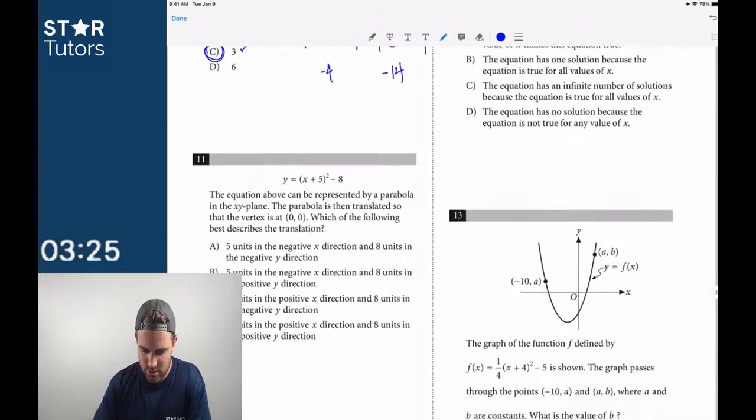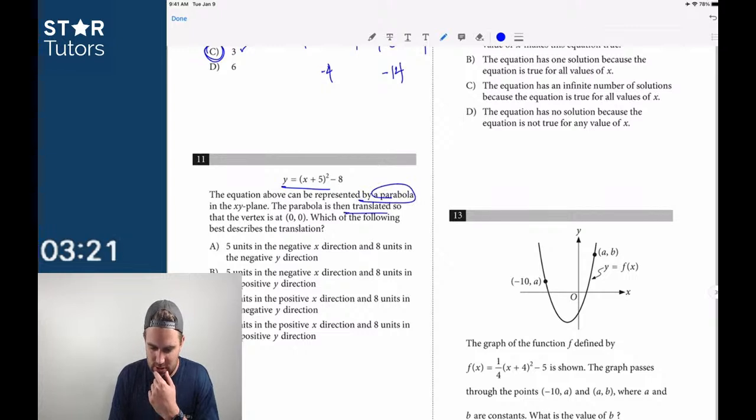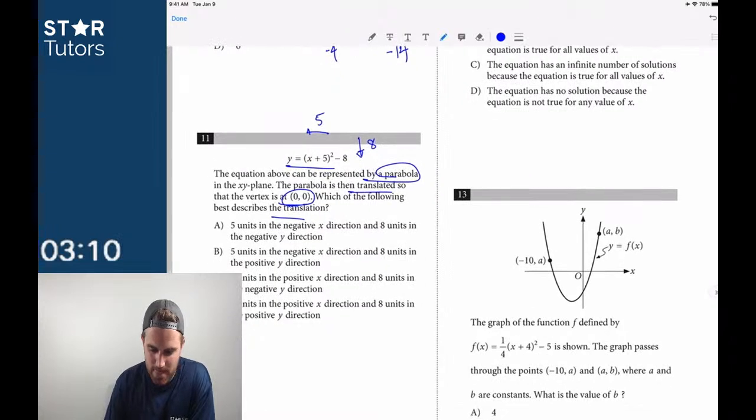Okay, let's see. The equation above can be represented by a parabola translated so that the vertex is at 0, 0. Which of the following describes the translation? Okay, so this one right now is shifting to the left 5 units, and it's shifting down 8 units, as it's written here.